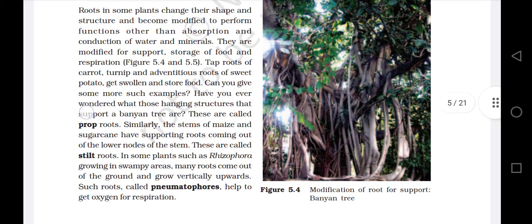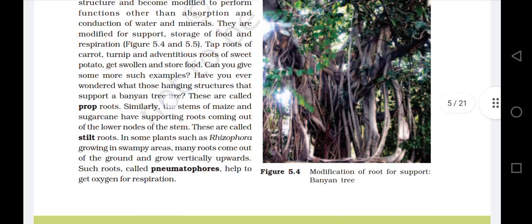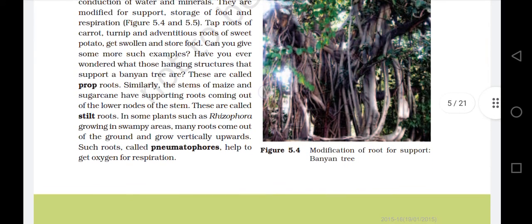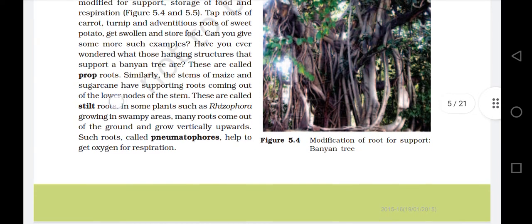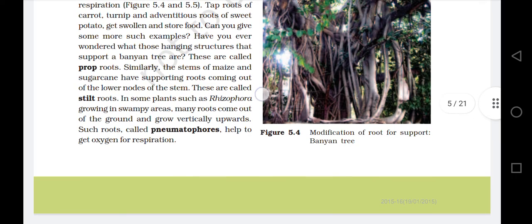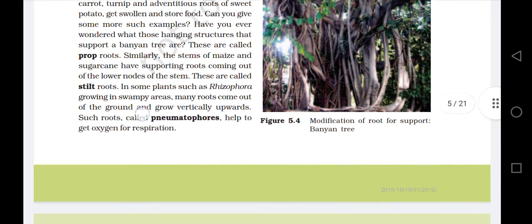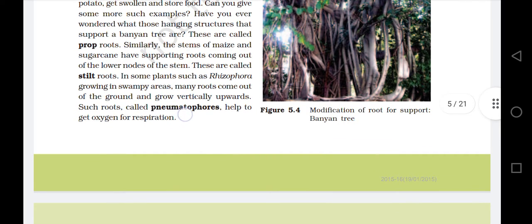Have you ever wondered what those hanging structures that support a banyan tree are? These are called prop roots. Similarly, the stem of maize and sugarcane have supporting roots coming out of the lower nodes of the stem. These are called stilt roots. In some plants, such as Rhizophora, growing in swampy areas, many roots come out of the ground and grow vertically upwards. Such roots, called pneumatophores, help to get oxygen for respiration.